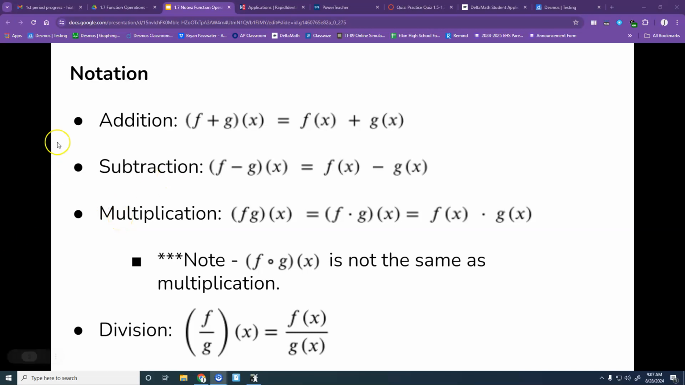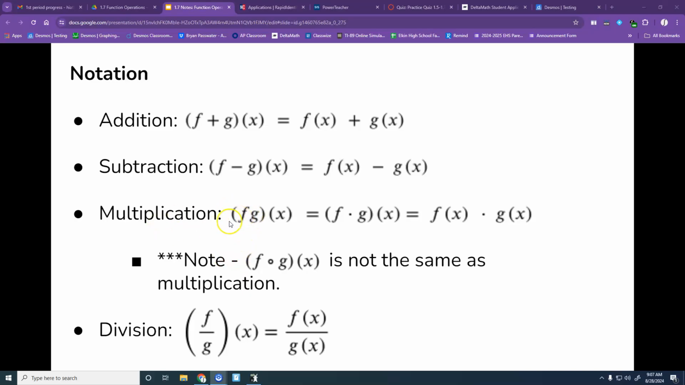Okay. All right, so a couple things on notation for this. There are a couple different ways that different textbooks or problems will be presented. Sometimes you will see these problems written like this. You'll see F plus G in parentheses, and then another set of parentheses with an X in it. What this means is that you're adding F of X and G of X. Same thing if you see a minus sign there. If you see it written like this, it means F of X minus G of X.